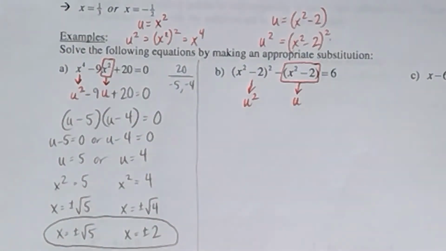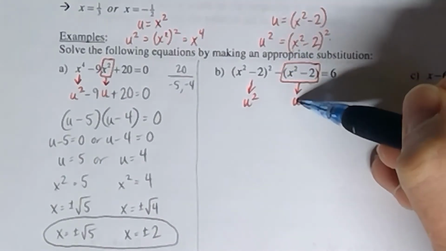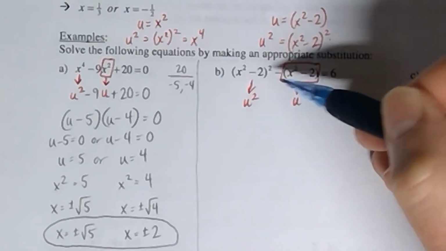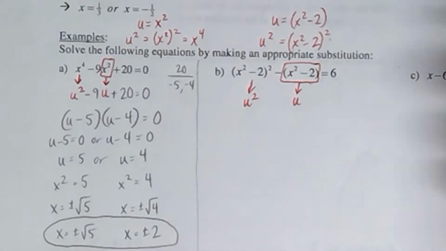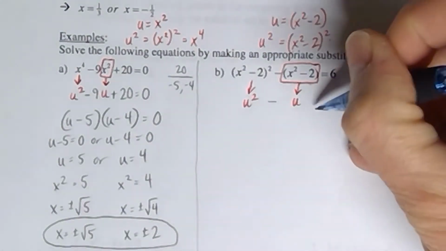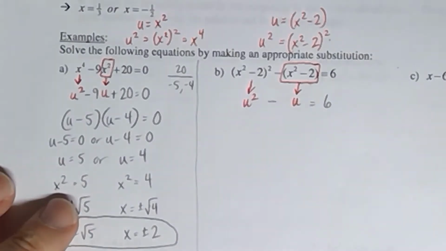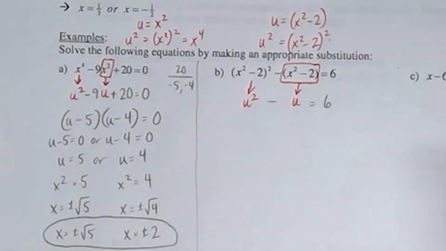And then just like in the last problem, the entire rest of the problem, other than the things that you replaced with u and u squared, everything else stays the same. So the minus that was in between stays the same. The equal to 6 at the end there stays the same. And once again, this is just a normal quadratic equation. Just your normal quadratic equation. All right. So how do we solve that then?